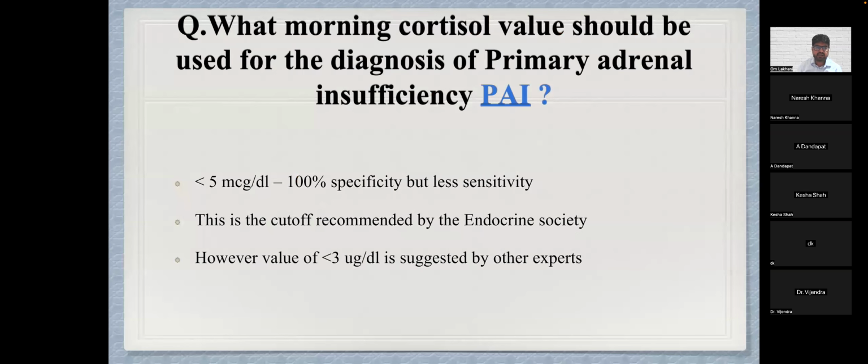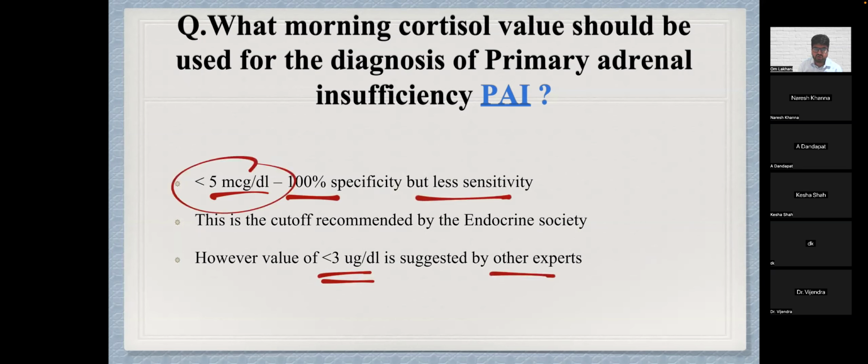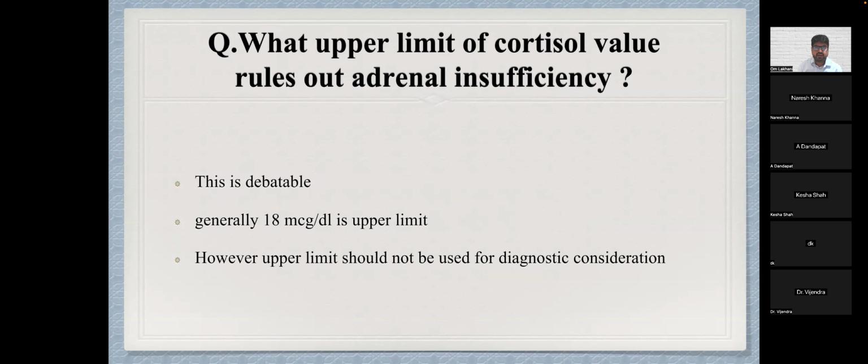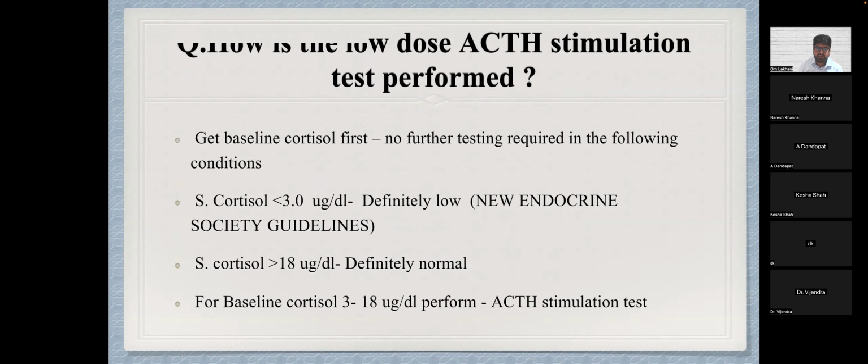Okay, so I think this should be clear, right? The same thing again: morning cortisol can be used for diagnosis. Less than 5, you have almost 100% specificity, but less sensitivity. Baseline values also have debates, but generally 5 is considered a good cutoff, right? And the upper limit is debatable for adrenal insufficiency. Again, this is an area of debate. We'll not get into debates here. We'll basically try to keep things very clear.